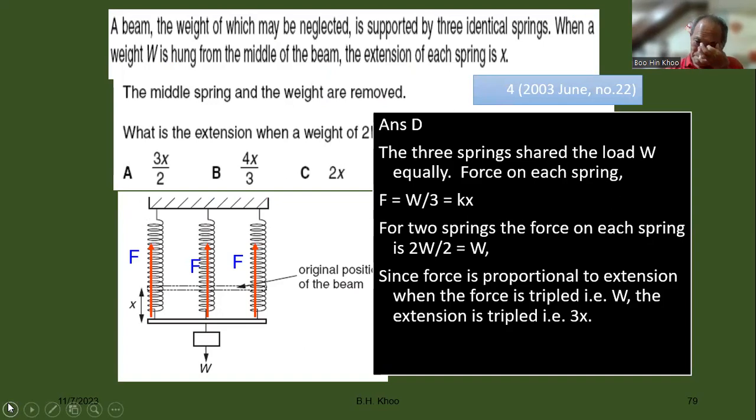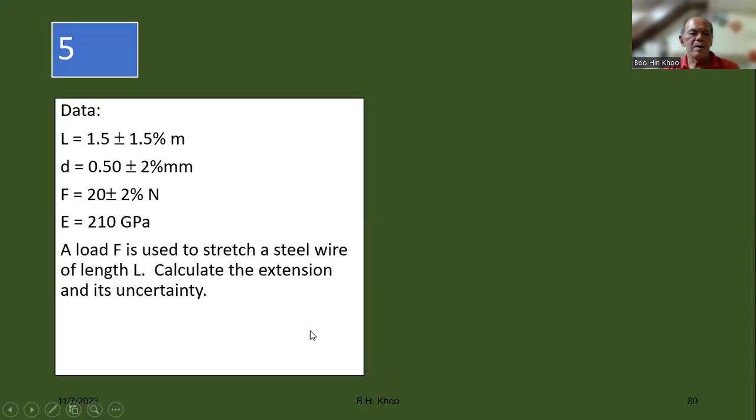Okay. The answer is D. Okay, we are given some data. It's an experiment. The load F is used to stretch a steel wire of length L. Calculate the extension and its uncertainty.